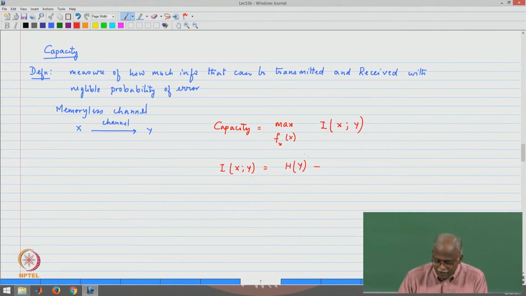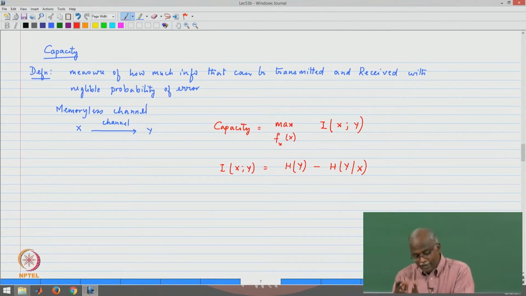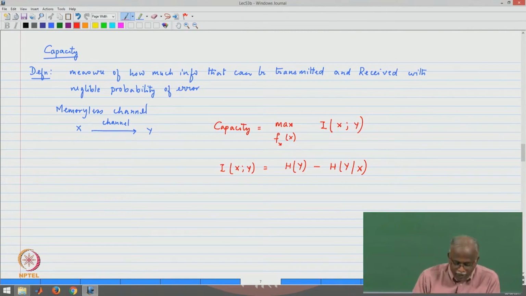So, the measure of uncertainty in Y minus the measure of uncertainty in Y given X, this is the measure of the mutual information, and this also gives us a way to compute the capacity under different channel conditions. So, given this basic understanding of capacity in terms of the mutual information and also expressed in terms of the entropy, we can write down the following results.